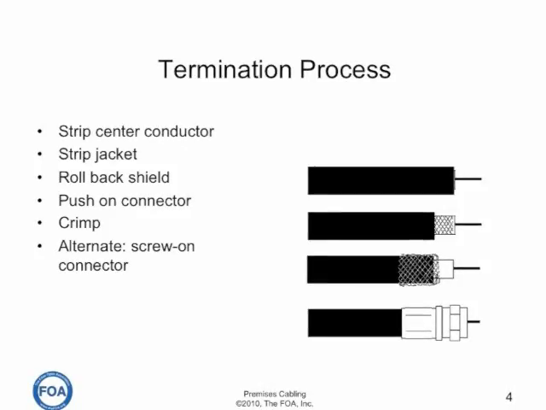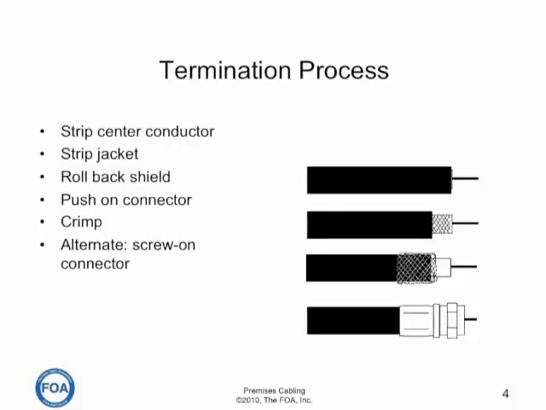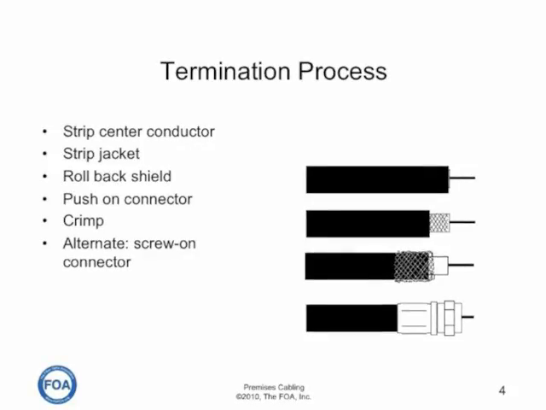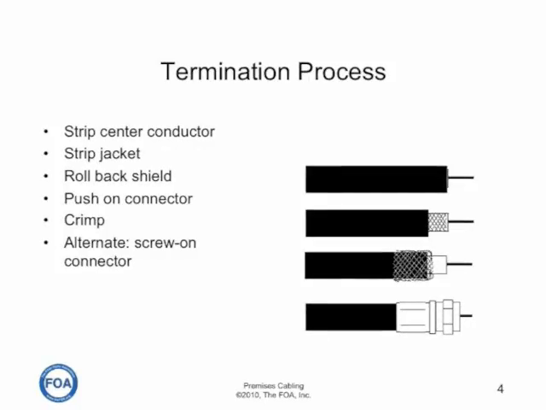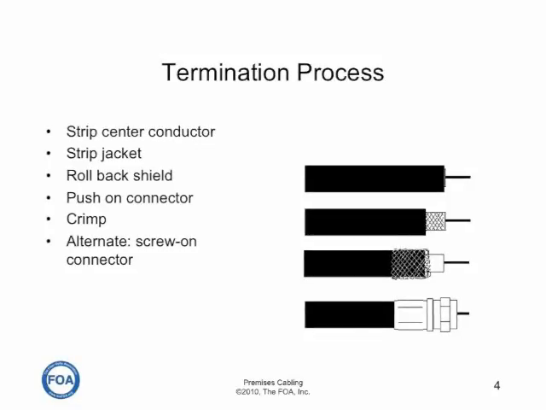The termination process for coaxial cable involves several steps. The first is to strip the center conductor and expose it, then to strip the jacket to expose the shield, push the connector on, and crimp it. There are alternative methods of holding the connector on, including screw-on connectors that just simply screw onto the jacket, and compression connectors, which are the prized ones, the best ones, because they make the best contact with the shield.